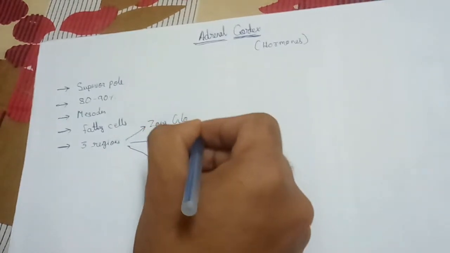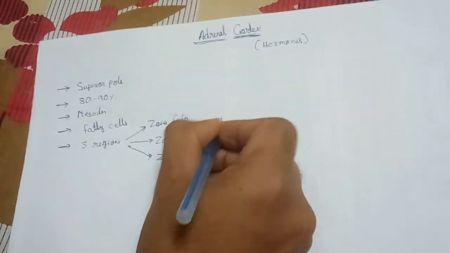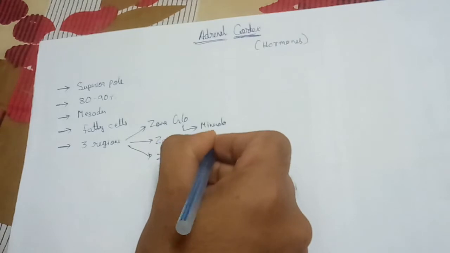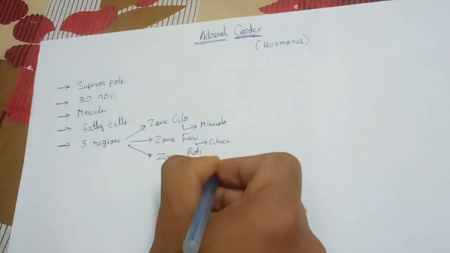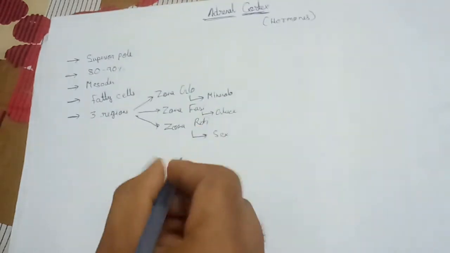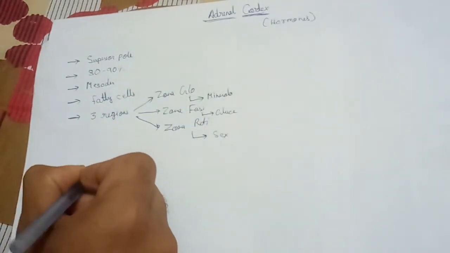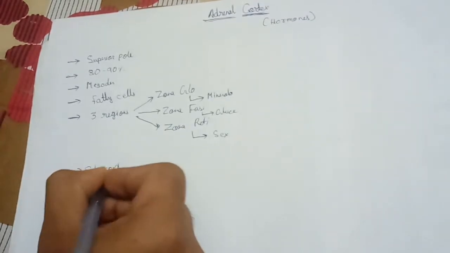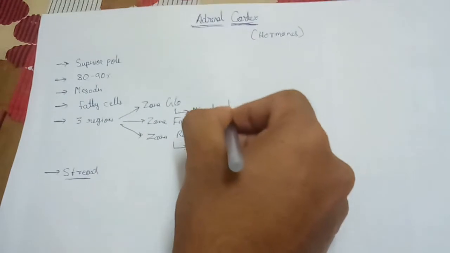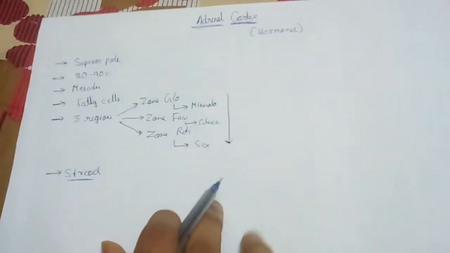Zona glomerulosa secretes mineralocorticoids. Zona fasciculata secretes glucocorticoids, and zona reticularis secretes sex corticoids. All the three hormones are of steroid nature. And I have mentioned these zones from the periphery to the center of the adrenal cortex.